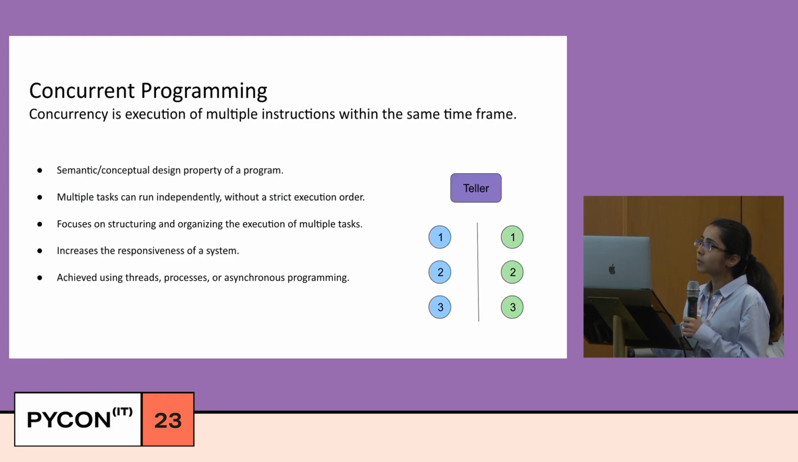It's a semantic property of the program, which means that we have to consider the design of the problem at hand. The tasks should be able to switch between themselves, and we have to design it in such a way. Also, it increases the responsiveness of the system because it allows the processes to share resources. Concurrency can be achieved using threads, processes, or asynchronous programming. We will not dive deep into these things because our focus will be on parallel and distributed programming.